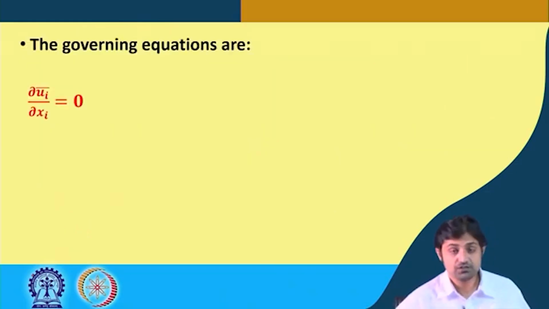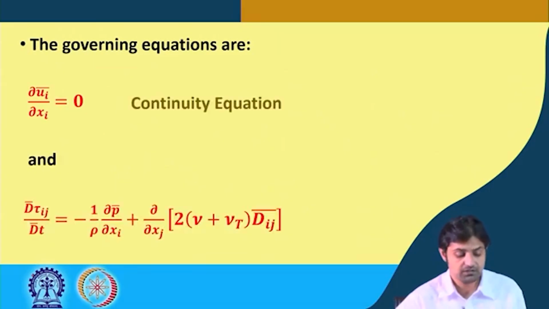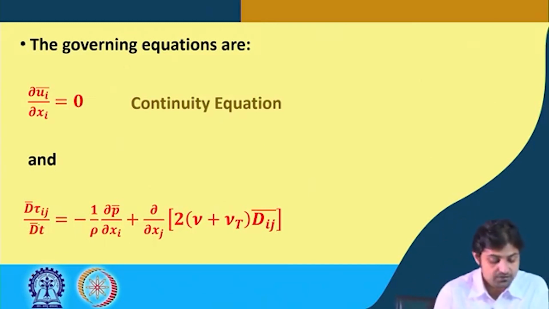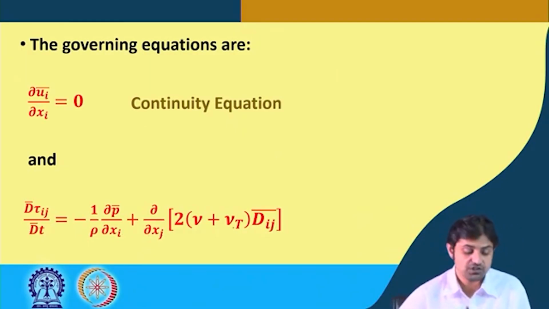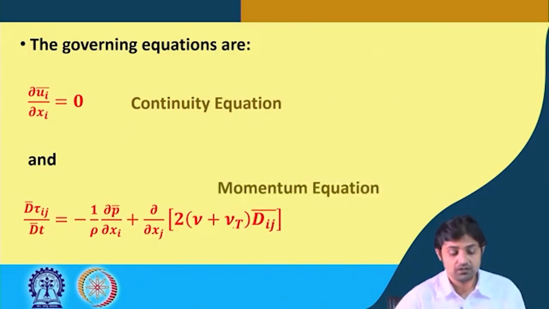The governing equations for this are, one, we have the continuity equation, and the other is, the way we write it, d dt of tau ij, that is what we are modeling, is minus 1 by rho del p del xi plus del xj into 2 nu plus nu t into del ij. How these equations have been derived we are not going to discuss, but these are the two equations that we use for momentum. See, it looks like a momentum equation itself. So, this is modeling of the Reynolds shear stress as the momentum equation.